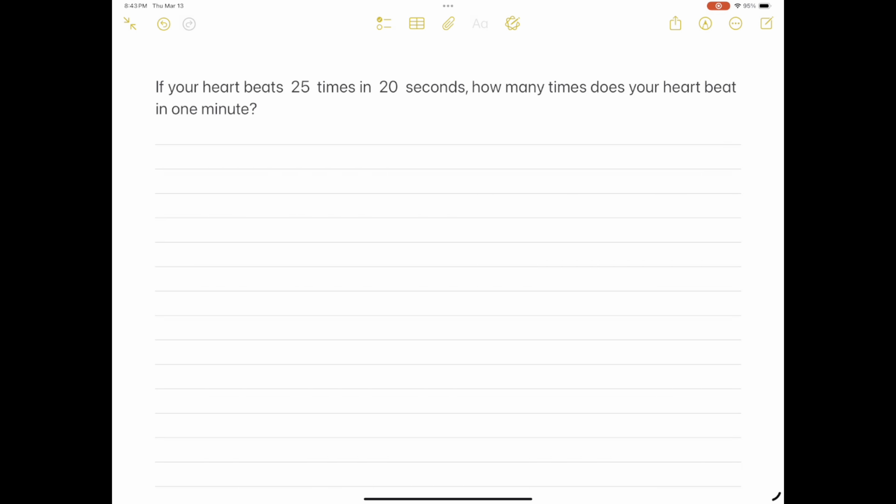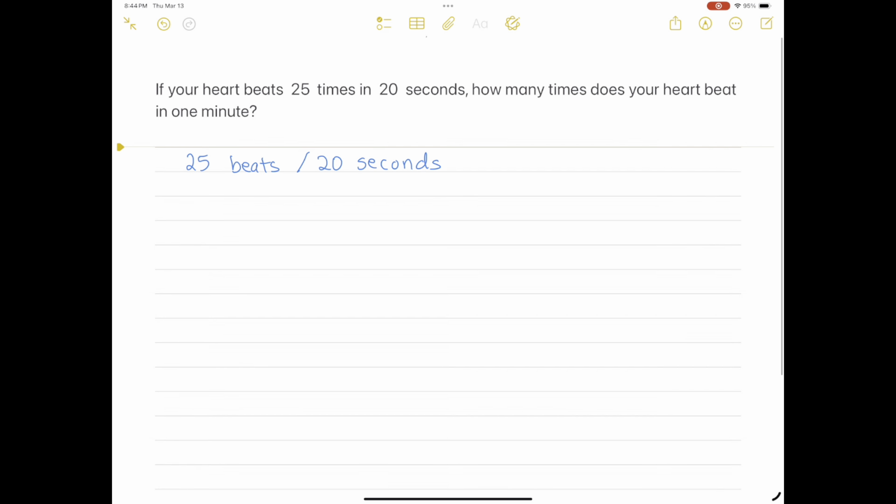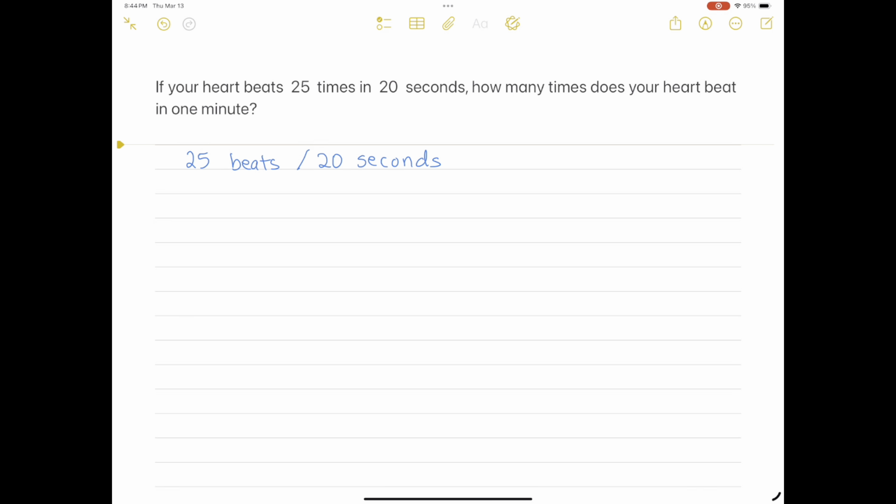If your heart beats 25 times in 20 seconds, how many times does your heart beat in 1 minute? I write down the facts of the problem. 25 beats per 20 seconds, or 25 beats slash 20 seconds. So the question I have to answer is, how many times does your heart beat in 1 minute? So I will make B equals number of heartbeats per 1 minute.